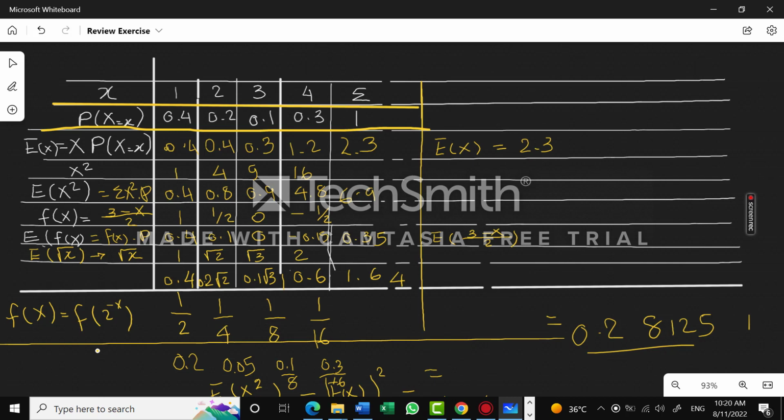The last function is 2 to the power minus X. If the values are replaced with the values of 2 to the power minus X, then the 1 will be replaced by 1/2, the 2 will be replaced by 1/4, the 3 will be replaced by 1/8, and the 4 will be replaced by 1/16.